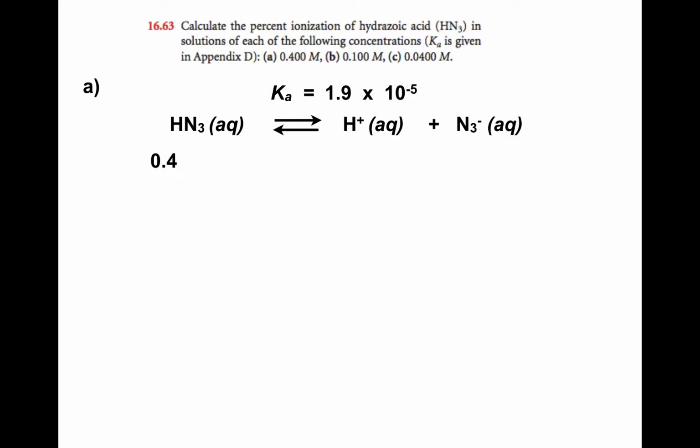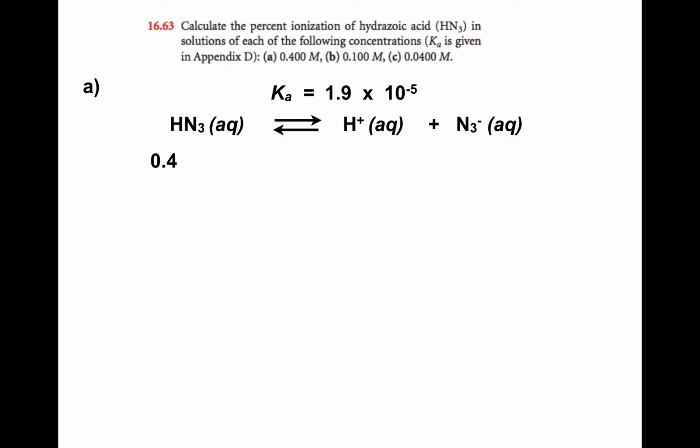All right, calculate the percent ionization of hydrazoic acid in solutions of each of the following concentrations. The Ka is given in Appendix D. Okay, so we got a 0.4 molar concentration, a 0.1 molar concentration, a 0.04 molar concentration. So the concentrations keep getting lower and lower. So what effect does that have in percent ionization?